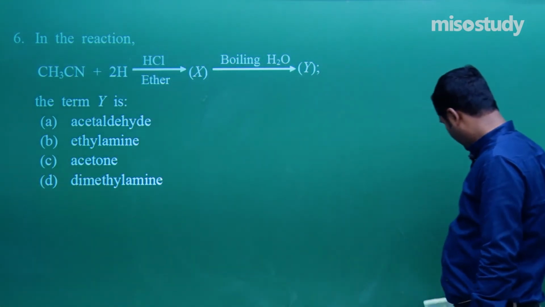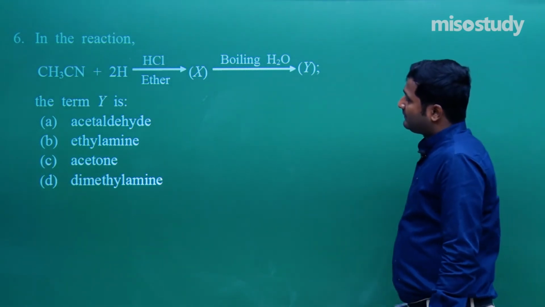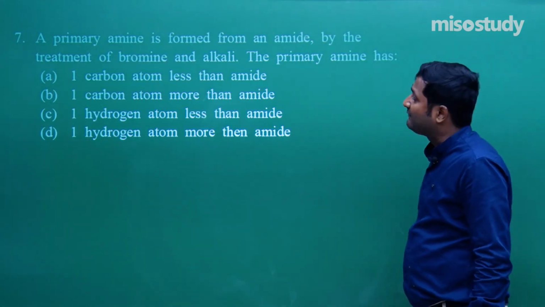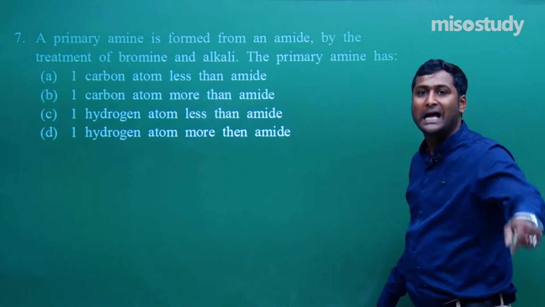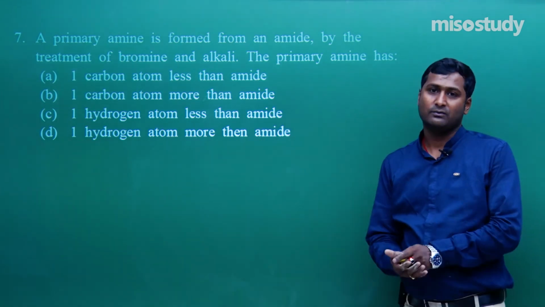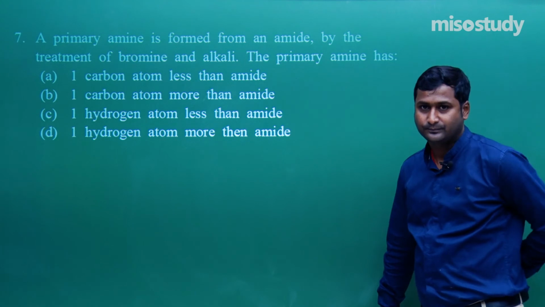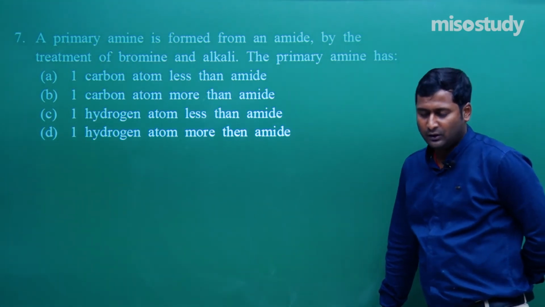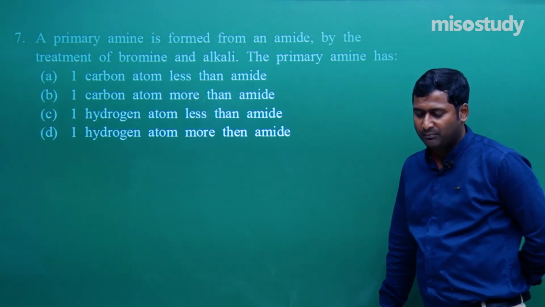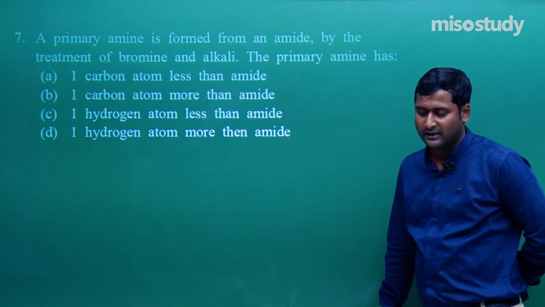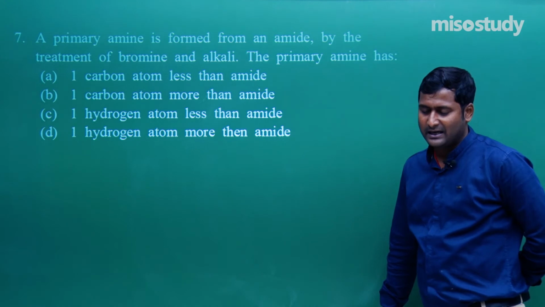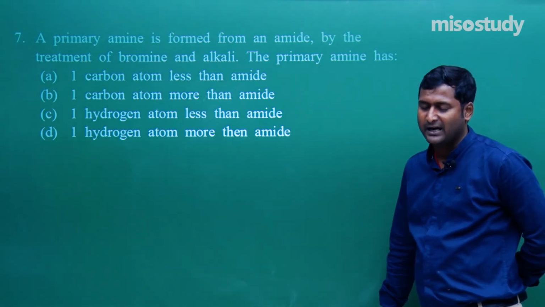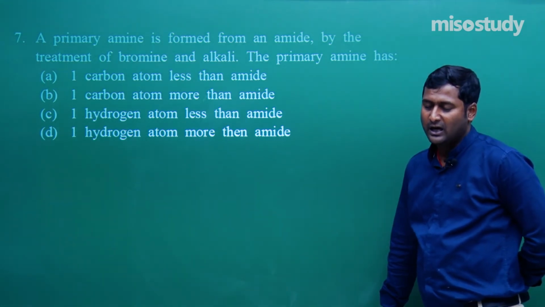Now, next question, question number 7. This question is for you. I am not going to help you. So think on it. What is given here? Check it out. Read the question carefully. I am giving you a few seconds. Do you remember this? Hofmann bromamide degradation reaction. This is a reaction, the Hofmann bromamide degradation reaction.